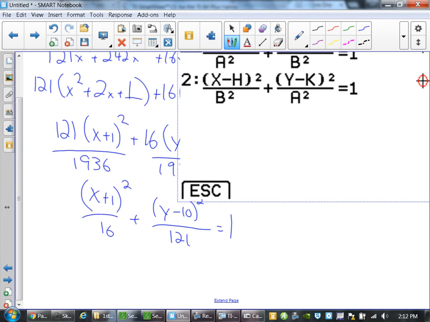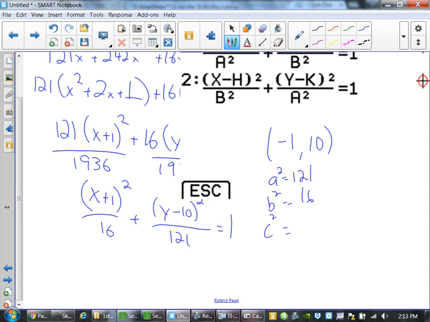Okay. So I know that my center is going to be located at -1 and 10. Having said that, which side is a squared and which side is b squared? In an ellipse, remember the a squared is the bigger of the two. When it's a hyperbola, the a squared is just first. Then it's x or y comes first. So your a squared, 121. B squared, 16. C squared is going to be 105.